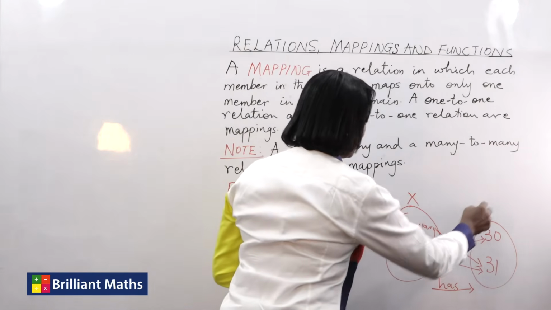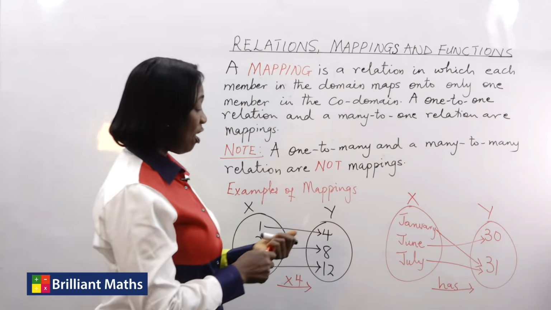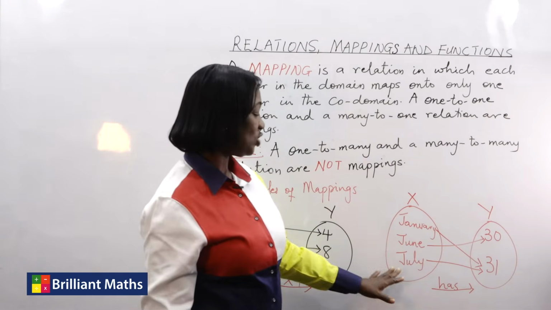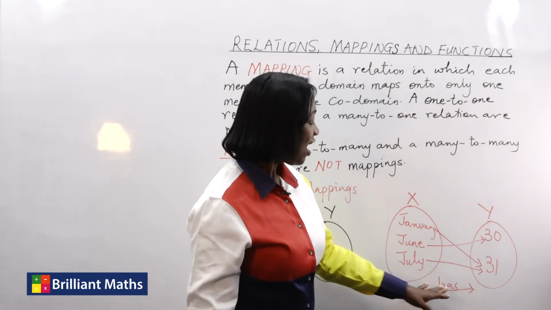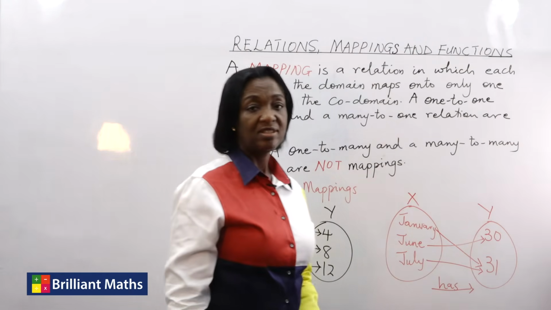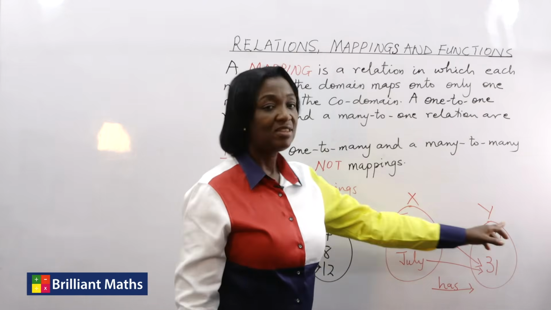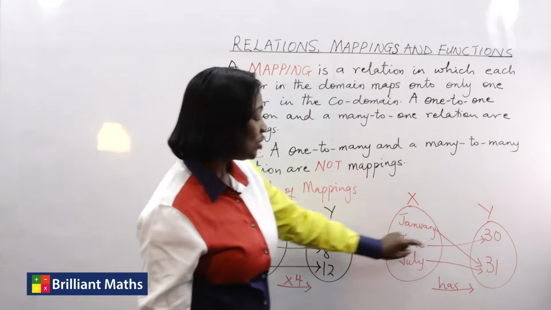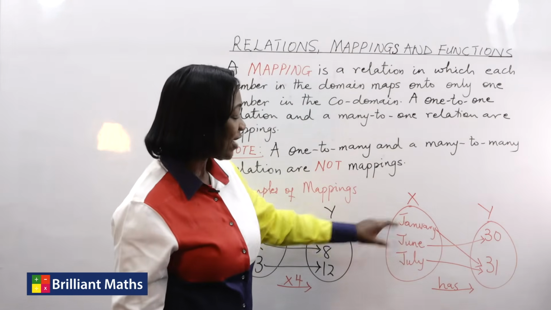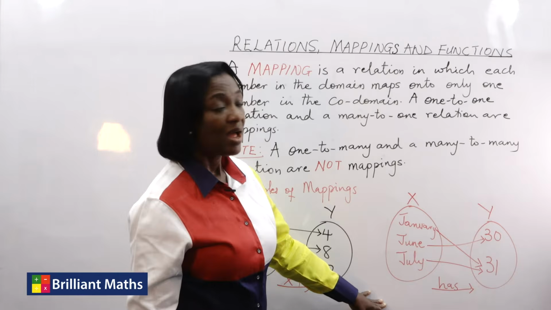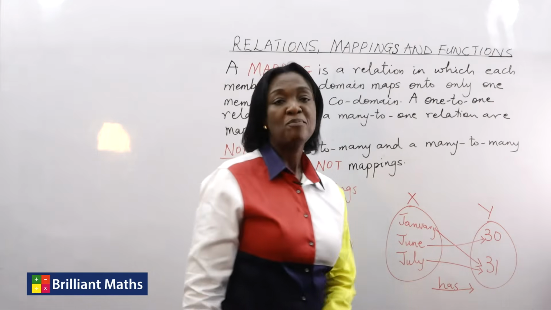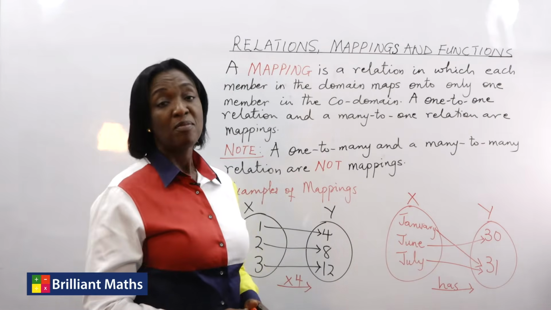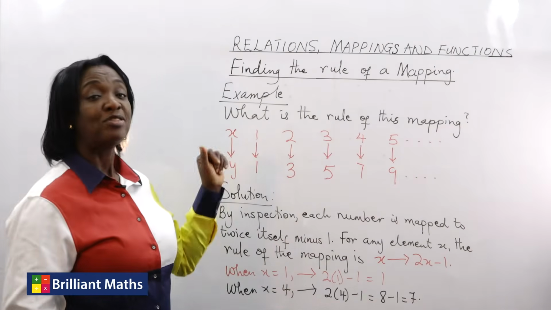Another mapping here is months of the year and the number of days. So January, June, and July. The relation is has. January has 31 days. June has 30 days. And July has 31 days. So this is a many-to-one mapping. More than one member of the domain map to one member of the codomain. So these are 2 examples of mappings. Next, we want to learn how to find the rule of a mapping.